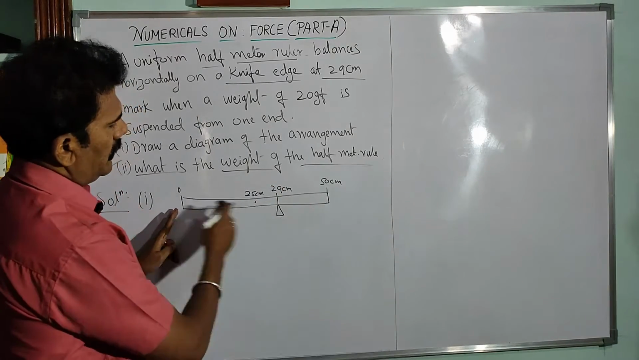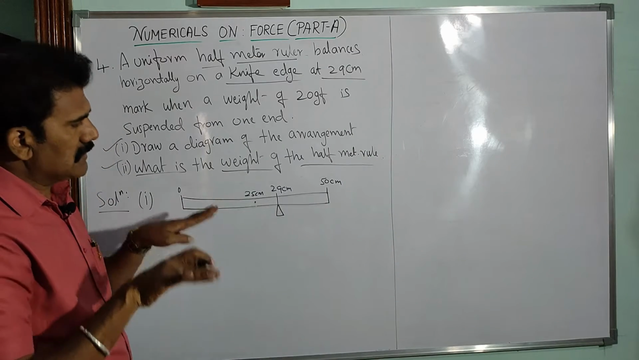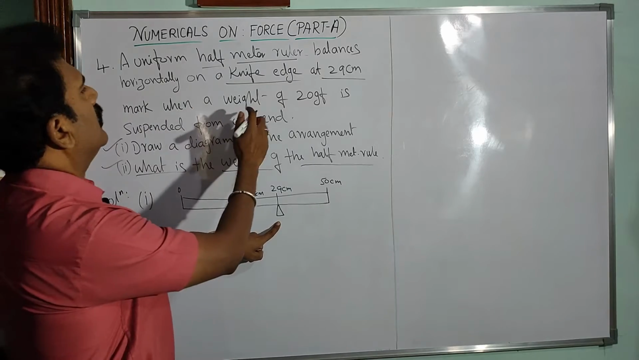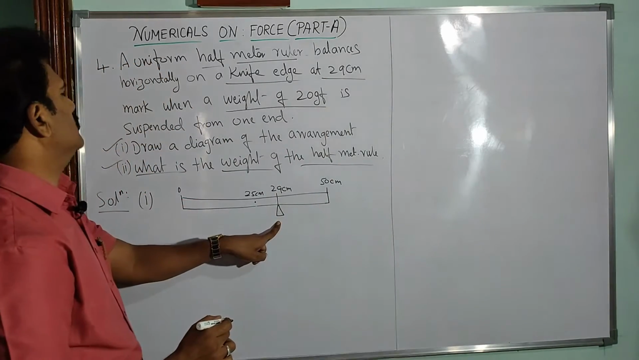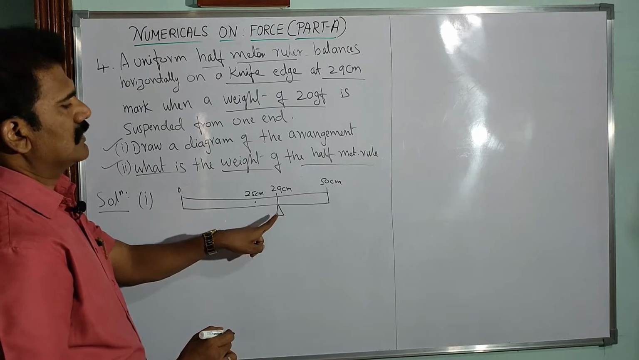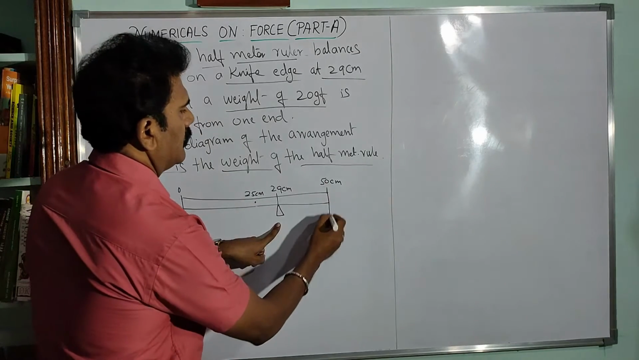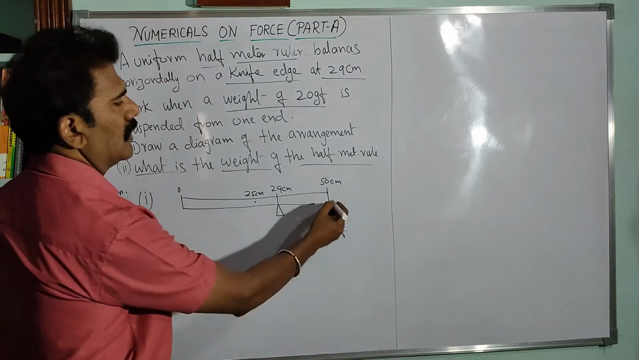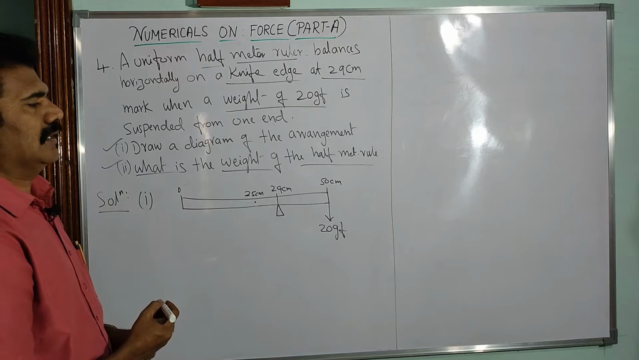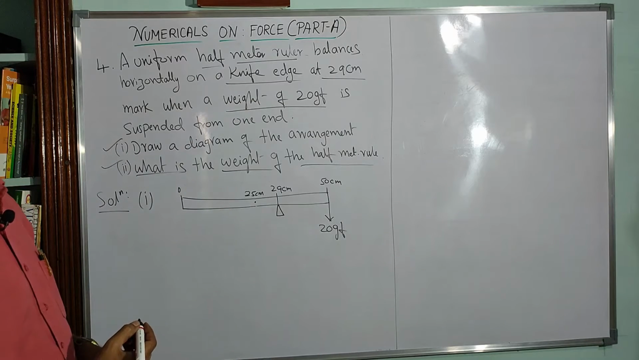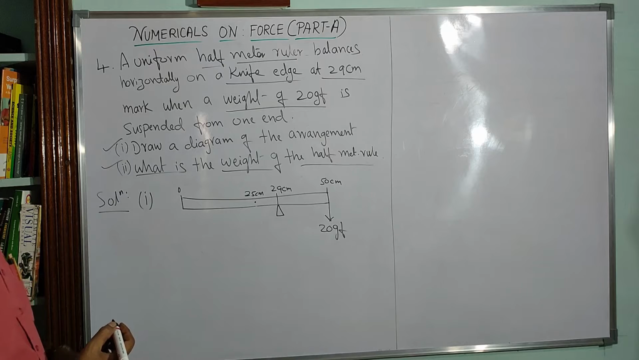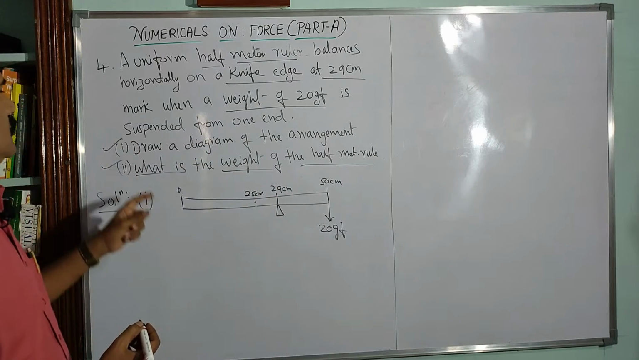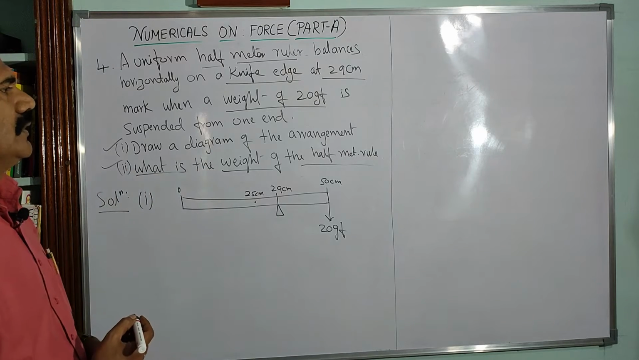Okay. So now the beam is also having certain weight, you know. So that is balanced on the fulcrum. Okay. So it is balanced when a weight of 20 gram force is suspended from one end. So it is balanced when a weight of 20 gram force is suspended at one end of the half meter. Clear? So that is the problem in this case. Okay, clear. Now draw the diagram of the arrangement. It is over.